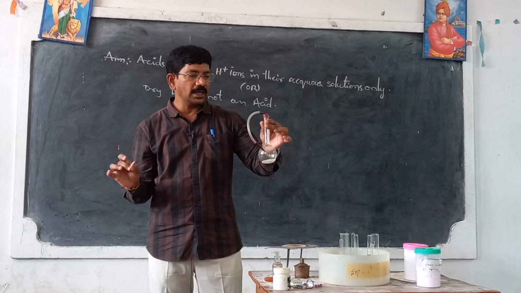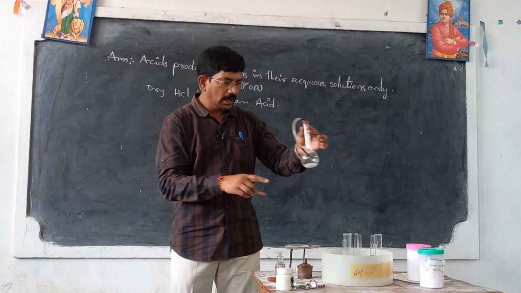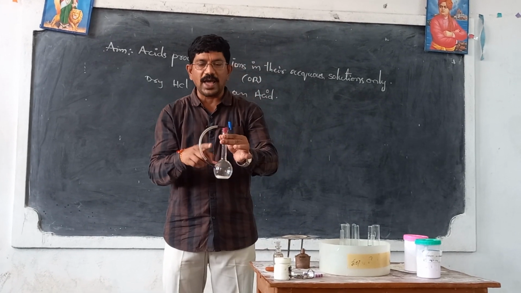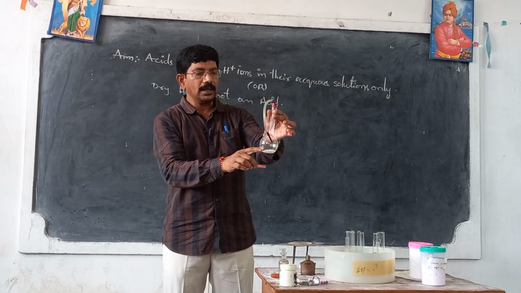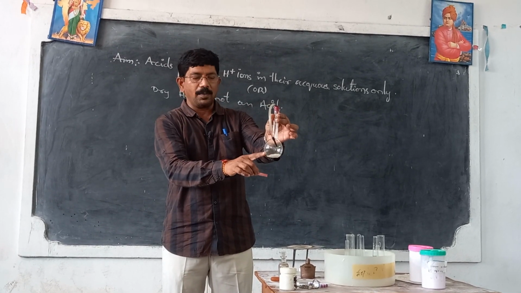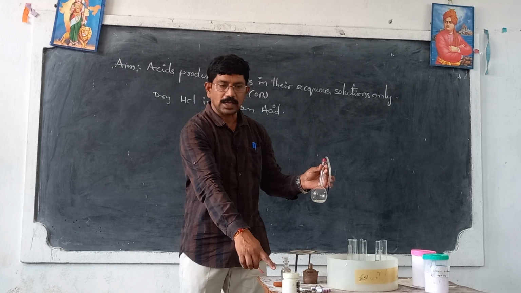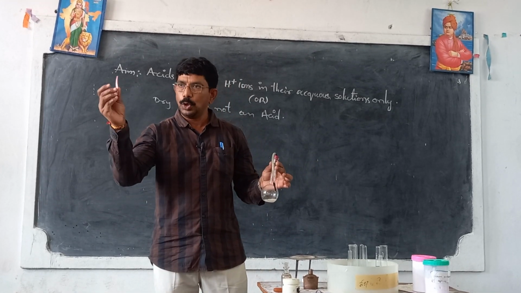So what are the materials needed? First one, a test tube or a round bottom flask and a delivery tube and one hole rubber cork, and what is the next one? Sodium chloride, common salt. Next, concentrated sulfuric acid. Next one, blue litmus paper.